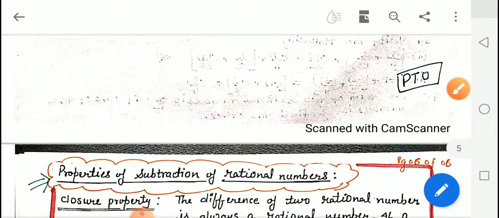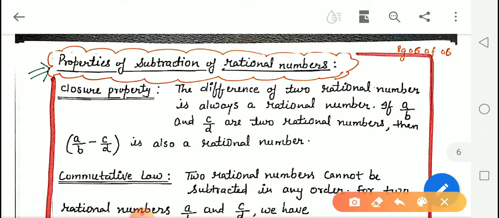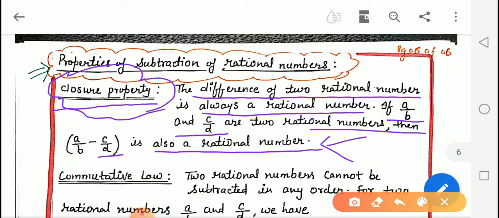Now let us do some properties of subtraction of rational numbers. The first property is the closure property. It says that the difference of two rational numbers is always a rational number. If a upon b and c upon d are two rational numbers, then a upon b minus c upon d is also a rational number. This is similar to the property we did in addition. So the closure property holds for subtraction also.